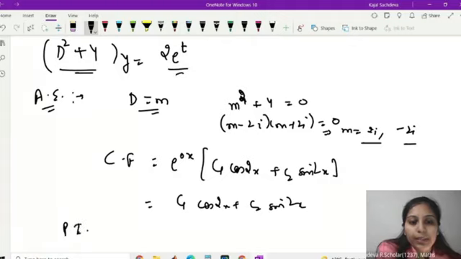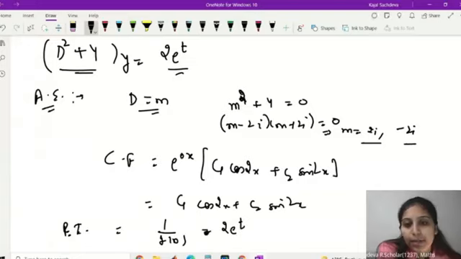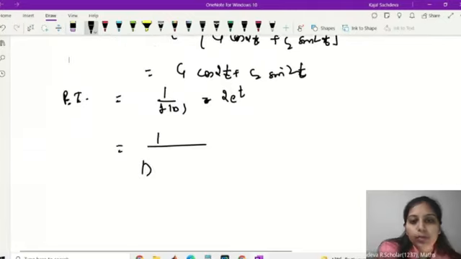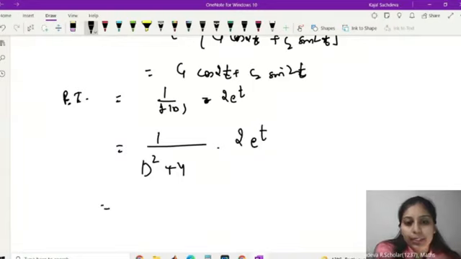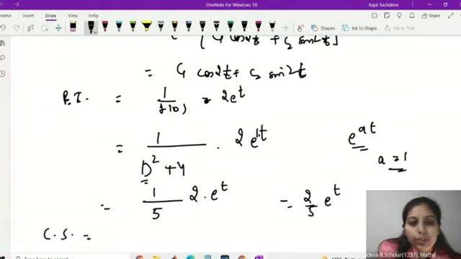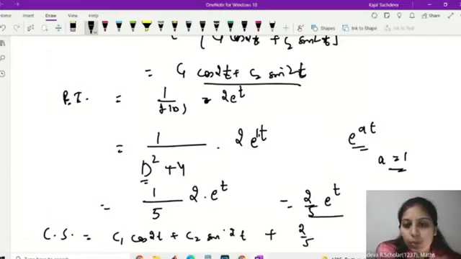Now for finding PI. PI is equal to 1 upon f of D into 2 e raised to power t. Here the independent variable is t, so do not write x, just write t in place of x. F(D) is D square plus 4. So write PI as 1 upon D square plus 4 into 2 e raised to power t. In this case, we have the first case, e raised to power at type, where a is equal to 1. So replace D by 1, we get 1 upon 5 into 2 e raised to power t. So we get 2 upon 5 e raised to power t. So here we have the complete solution: C1 cos 2t plus C2 sin 2t, that is CF, plus PI, 2 upon 5 e raised to power t. This is the PI. So this is the y.